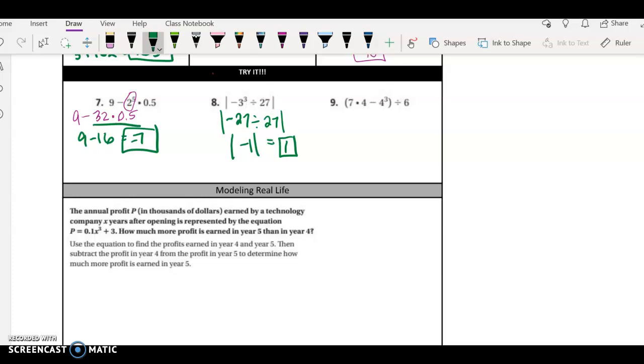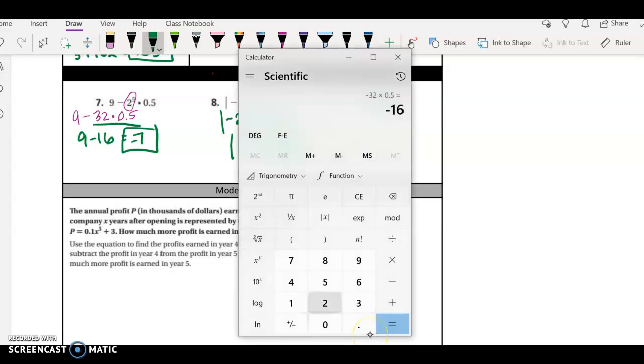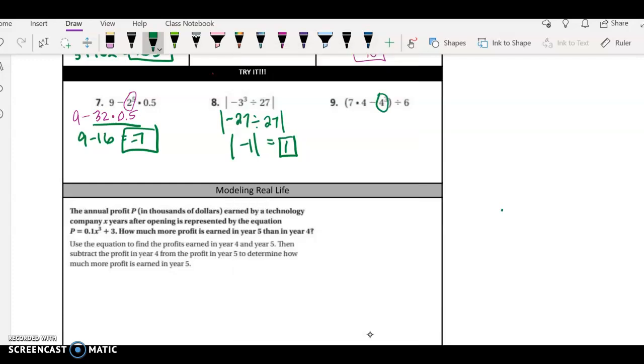So inside the parentheses first, we have this exponent. So we have 4 to the 3rd. So 4 to the 3rd, I think, is 64. It is. So we have parentheses 7 times 4 minus 64, because it wasn't in parentheses, divided by 6.